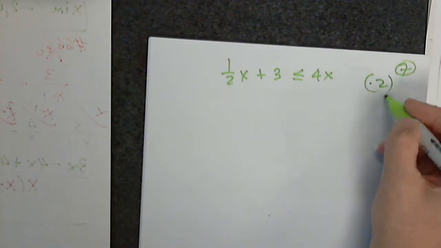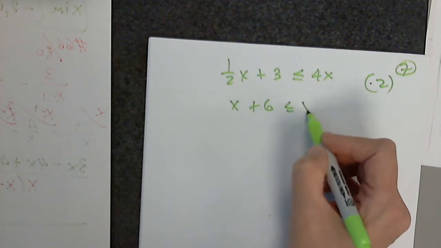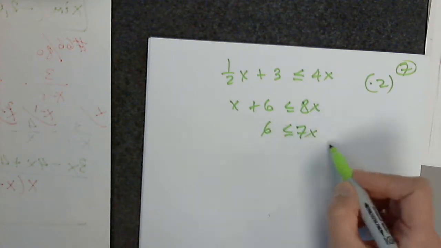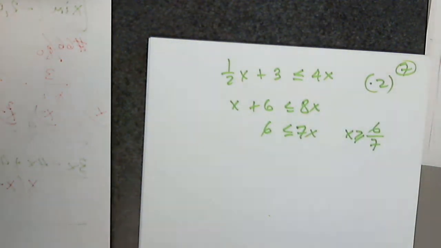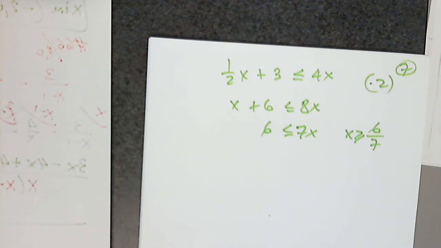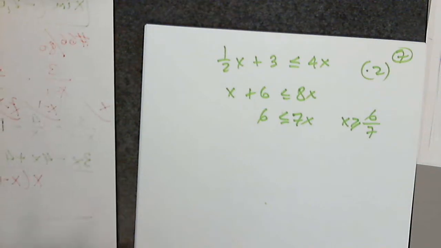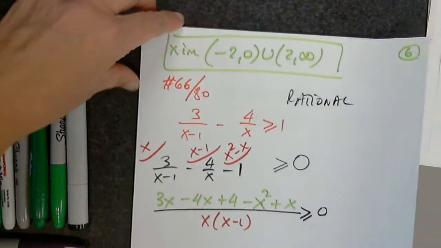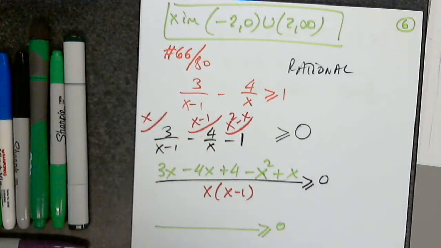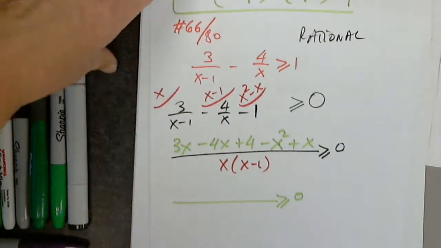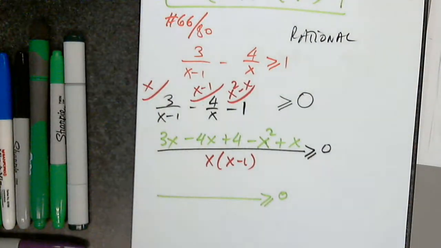And I will multiply both sides by 2, and I get x plus 6 less than or equal to 8x. I move x, so I have 7x and 6, so then x greater than or equal to 6 over 7. It's an inequality. If I multiply both sides by 2, then the inequality doesn't change into something else. So then coming back here, how come that no one said, get rid of the denominator and multiply both sides by x times x minus 1 like I did here in a simple linear inequality? I didn't think about it.